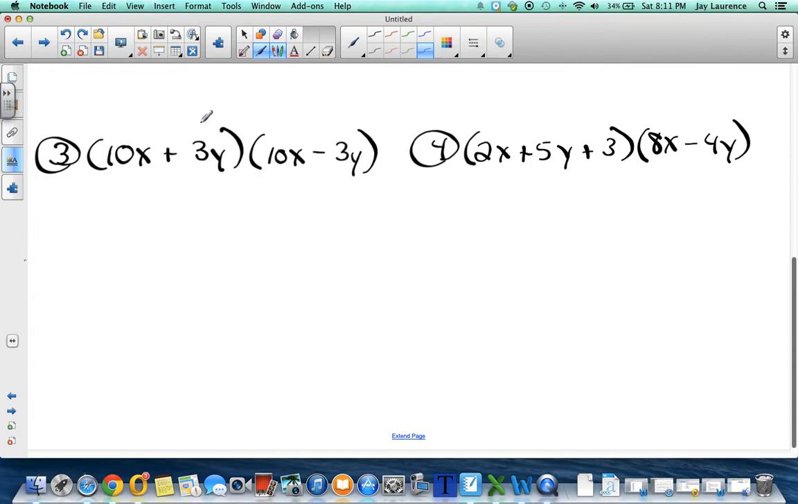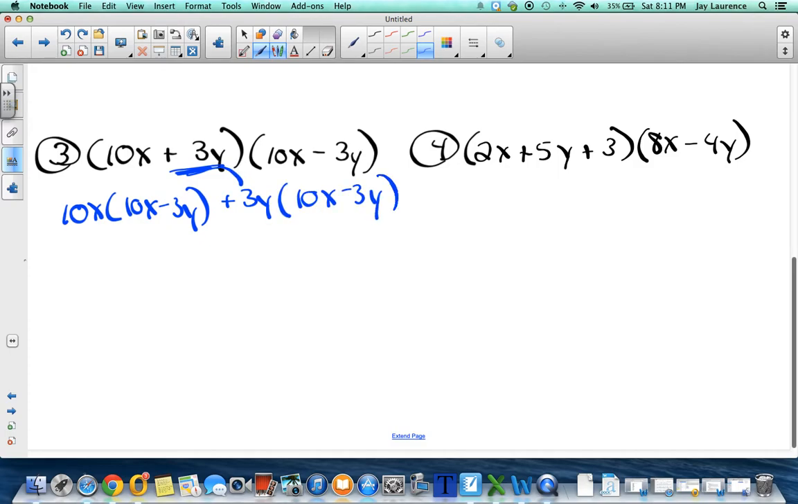All right, I'm going to do it by writing it out as two problems. 10x times the quantity of 10x minus 3y plus 3y. Notice that it's just right there, right? Okay, times the quantity of 10x minus 3y. All right, so I'm going to go ahead and distribute. And we'll do that, and do that.